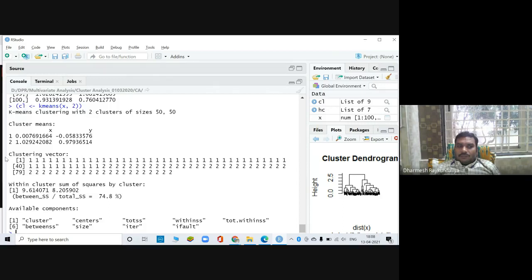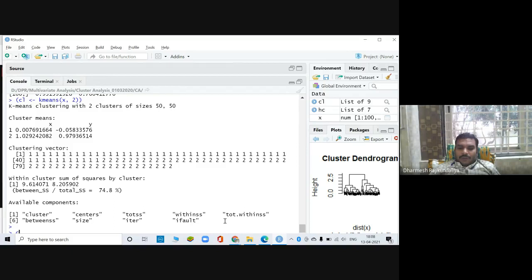the cl dollar cluster, it is giving this value. If I wish to find out the centers, then it is giving the above value. If I wish to find out the total SS, within SS, total dot within SS, between SS, size, iteration, it is giving the different value. For example, I will show you. We will find out cl dollar.